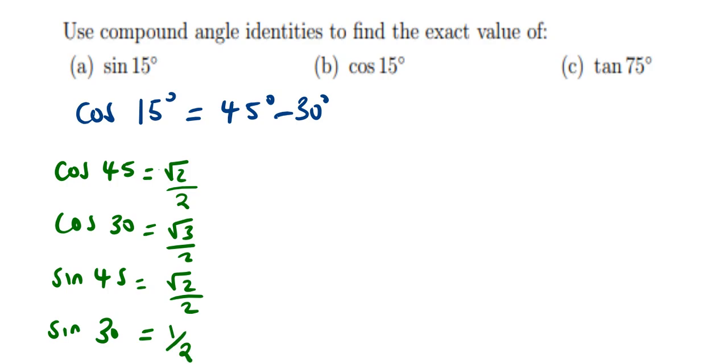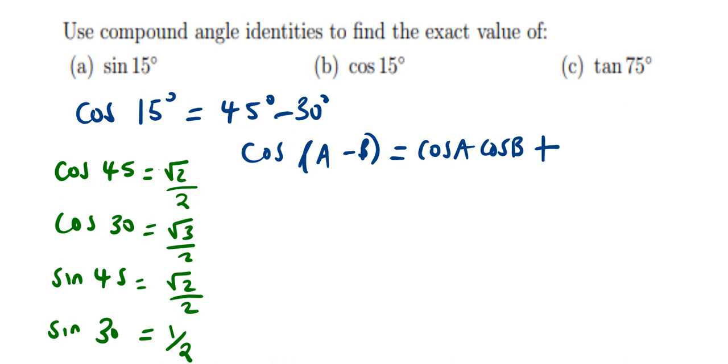Then how do we find the cos? You know that if you've got cos of A minus B, how are you going to find that? You're going to say cos A cos B. The symbol changes, it becomes plus, then you have sin A sin B. So we're just going to replace and solve. So let's take this one as A, this one as B.